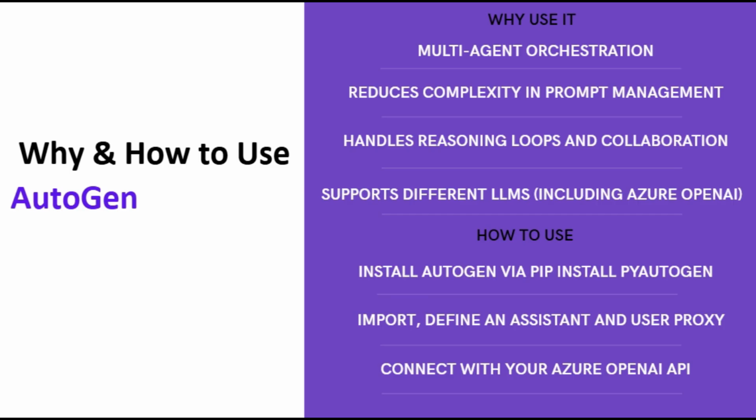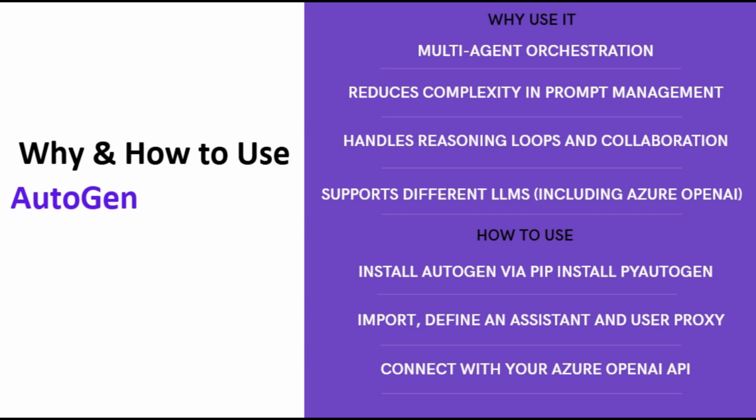Now let's look at the main reasons why developers prefer AutoGen. Number one, it supports multi-agent orchestration, which means it allows multiple AI agents to communicate and collaborate efficiently. Number two, it reduces complexity in managing prompts and context, so you don't have to manually handle long reasoning loops or memory management. And number three, it supports different large language models, including Azure OpenAI, OpenAI's GPT models, or any custom LLMs. In short, AutoGen saves time, simplifies complex workflows, and helps you build intelligent systems that manage themselves with minimal effort.